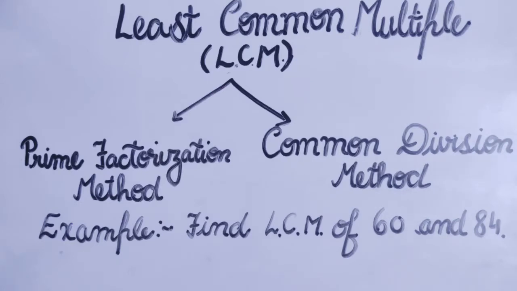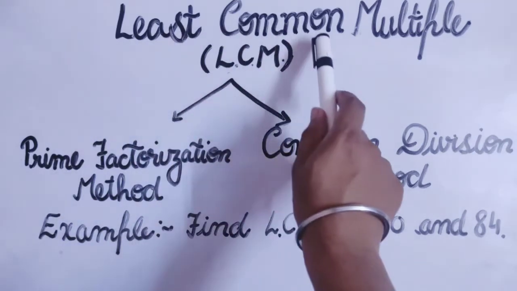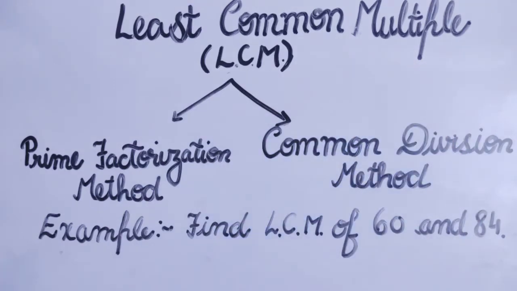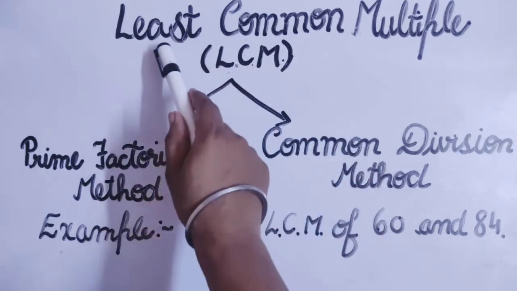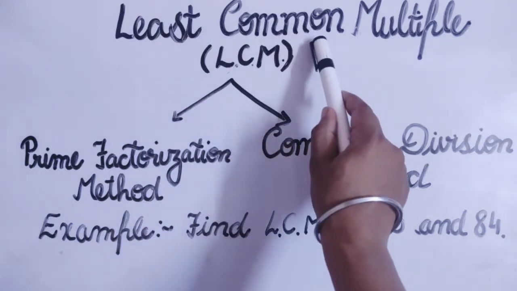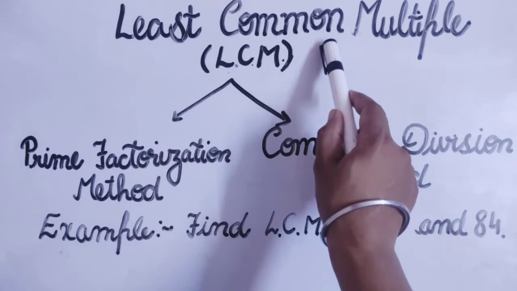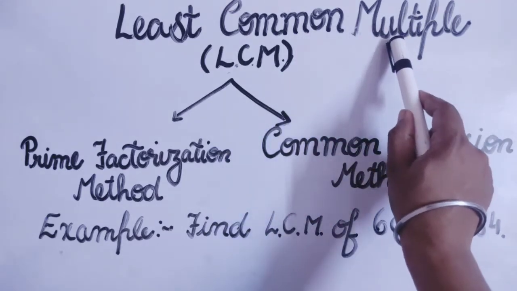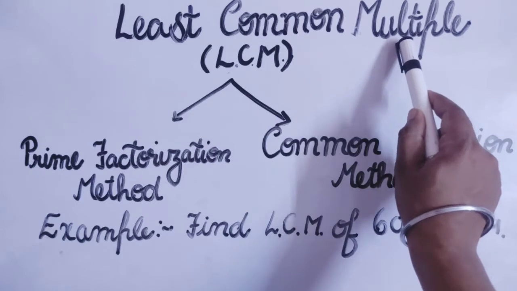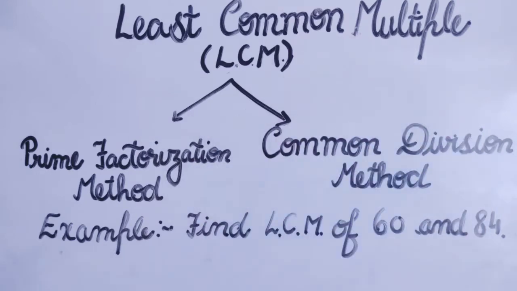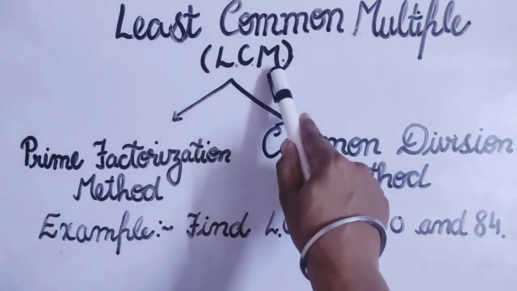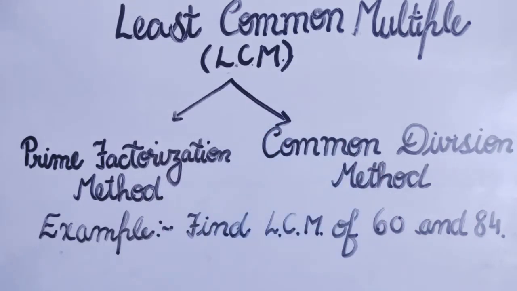Today we will start a new topic, that is least common multiple. Students, short form of the least common multiple is LCM. Now let's understand it. Least means lowest. Common means, students, something which is shared. Multiple means result which we get when we multiply the given number with another number. So we can say that, students, an LCM is a smallest number which is multiple of the given numbers.